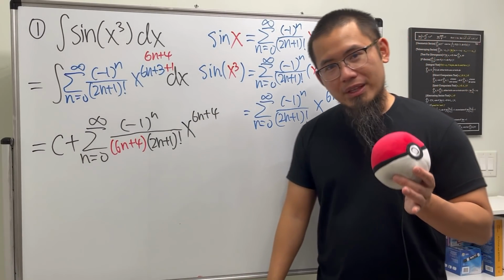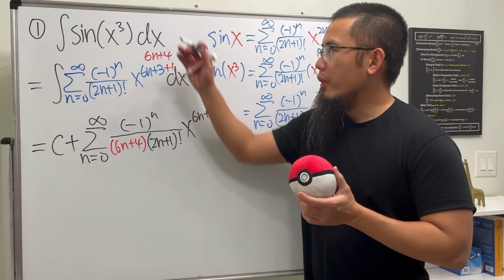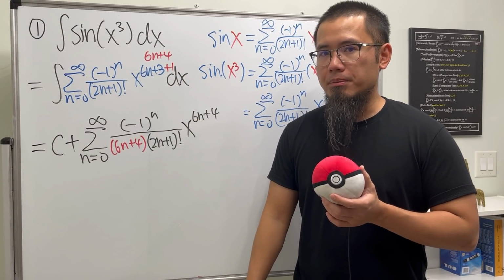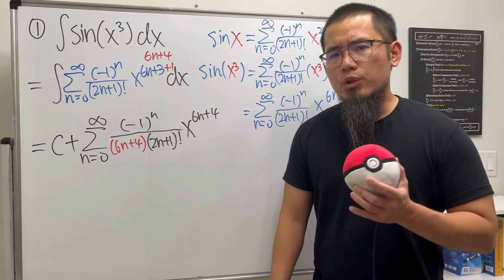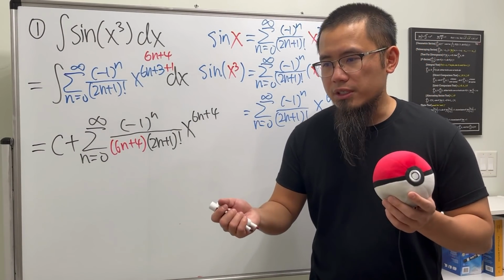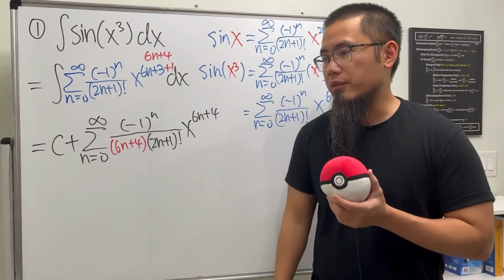And remember the theorem I told you guys in class: whenever we integrate or differentiate a power series, the radius of convergence stays the same. We just have to double check the convergence at the endpoints of the interval of convergence.